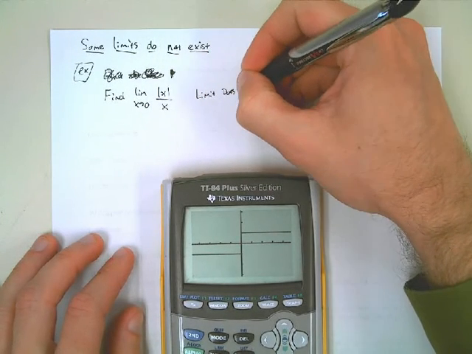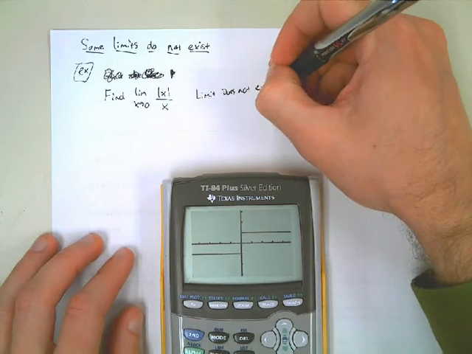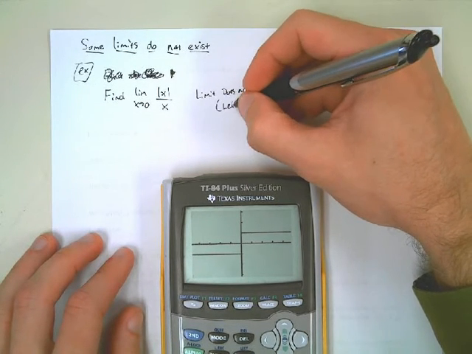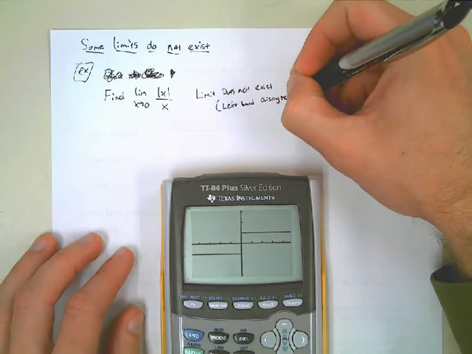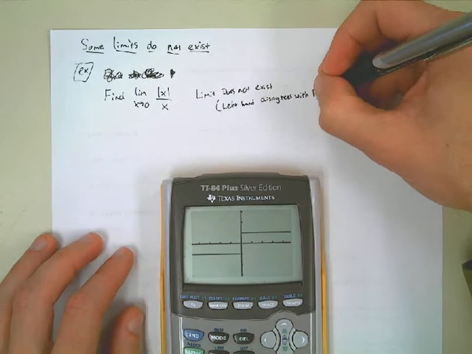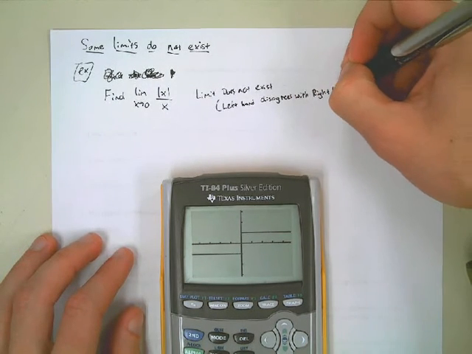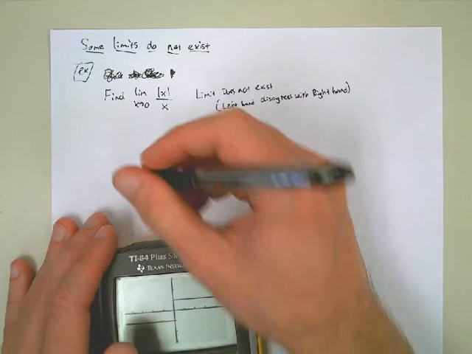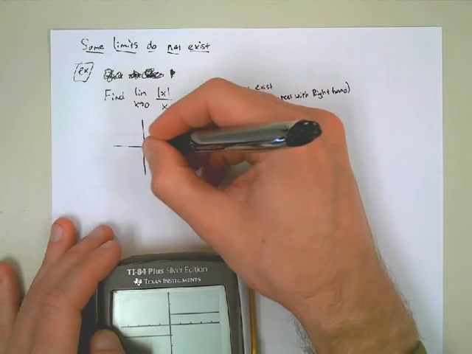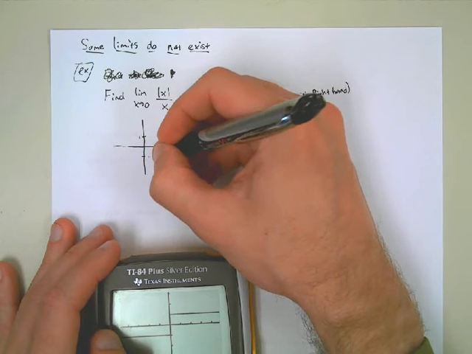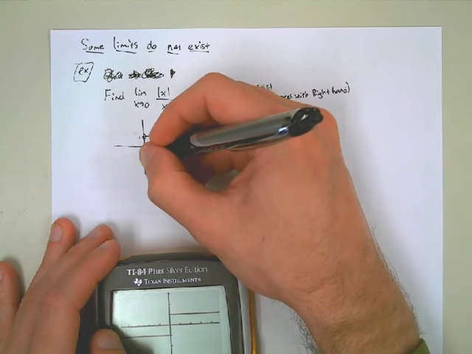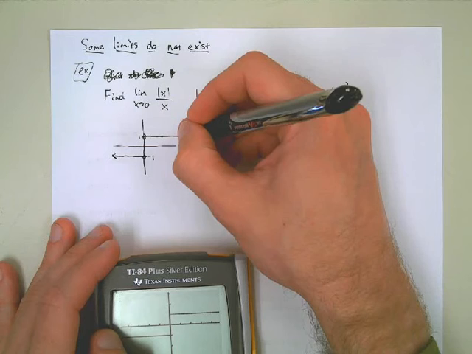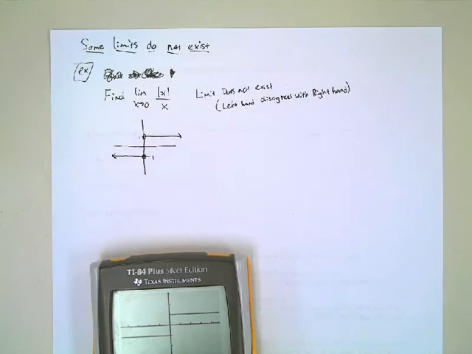You can put DNE if you want to. I'm going to put left hand disagrees with right hand. They are arguing. Right, exactly. If you want to draw a little sketch in there, it might not be a bad idea. So it looks something like this, and those are open circles there at the intercepts. Okay, limit does not exist.